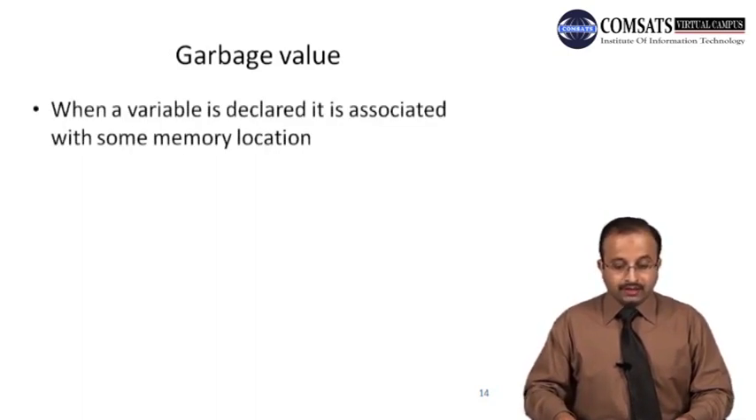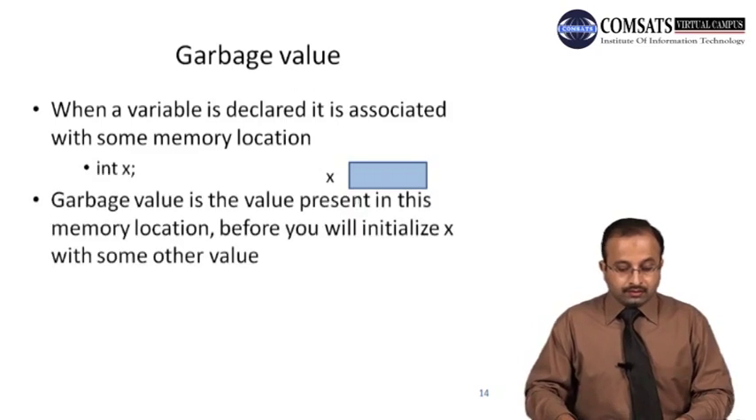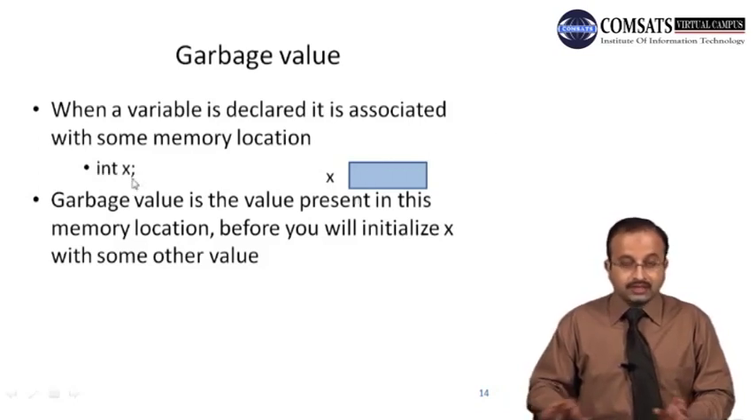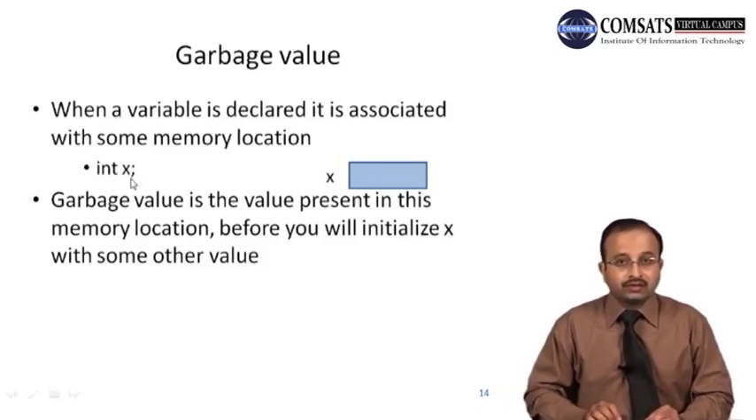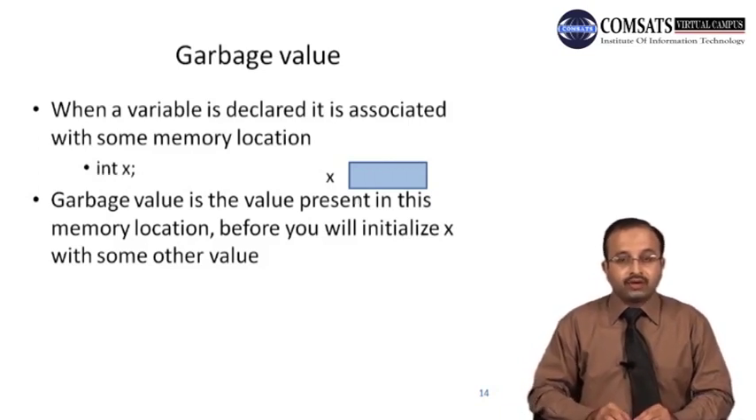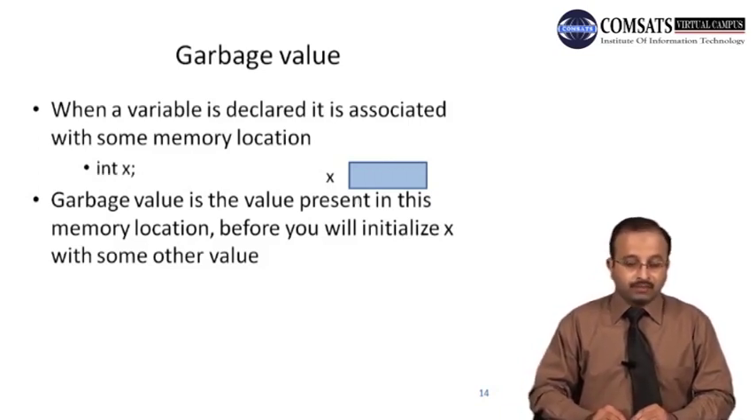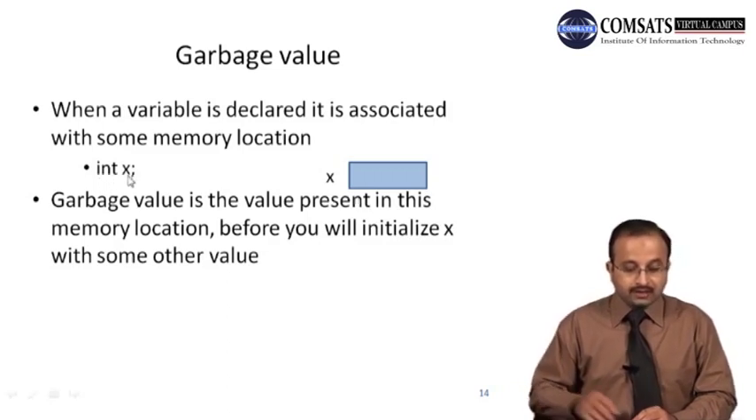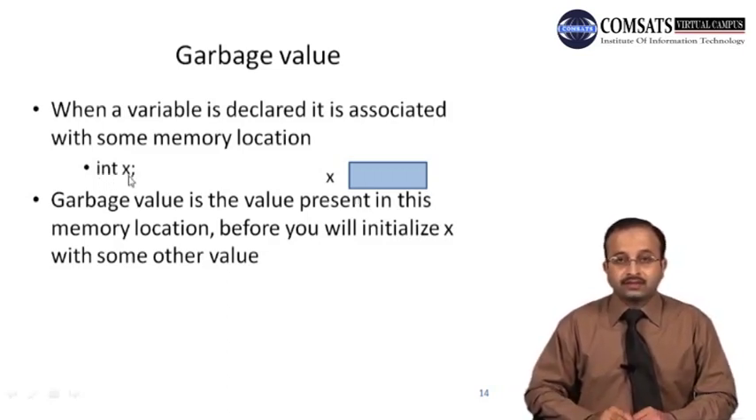When a variable is declared, it is associated with some memory location. That is what we already know. So if we declare a variable X, a memory will be associated for that variable. Now the garbage value is the value present in this memory location before you initialize X with some other value. You haven't initialized X with any integer constant. You haven't written X is equal to 10 or X is equal to 1 or X is equal to 0, nothing like this. So if you simply write int X, memory is allocated for the variable X, perfectly fine.